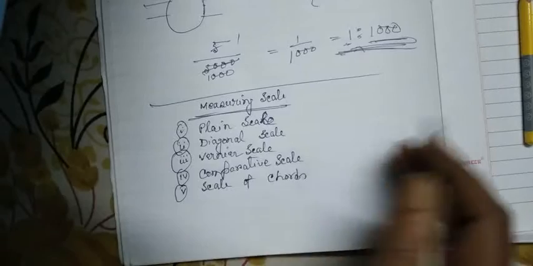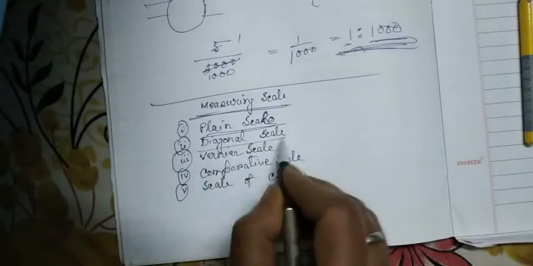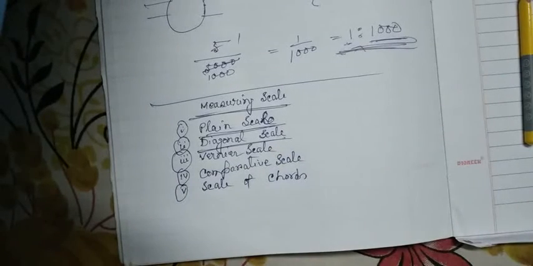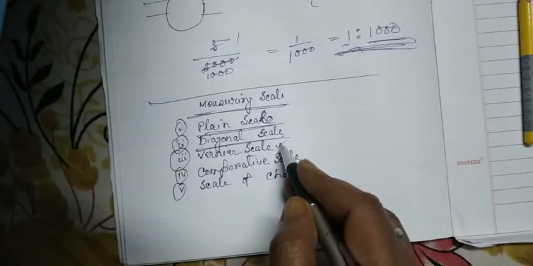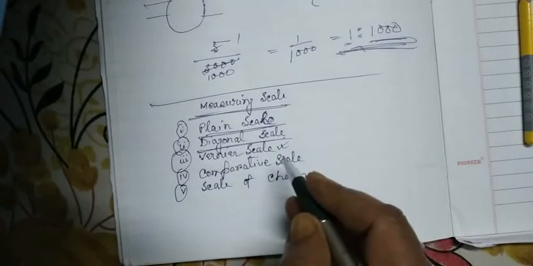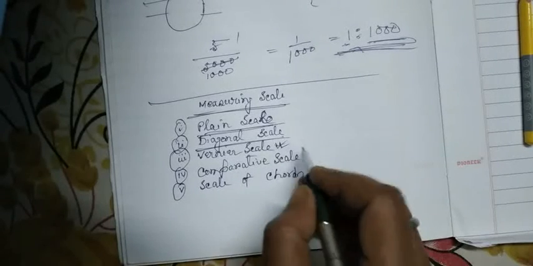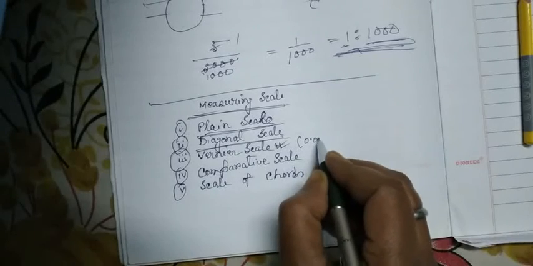So mainly the plain scale and diagonal scale are in our syllabus. And the vernier scale is another scale, called a vernier. With a vernier we can measure up to a least count of 0.02 millimeter.